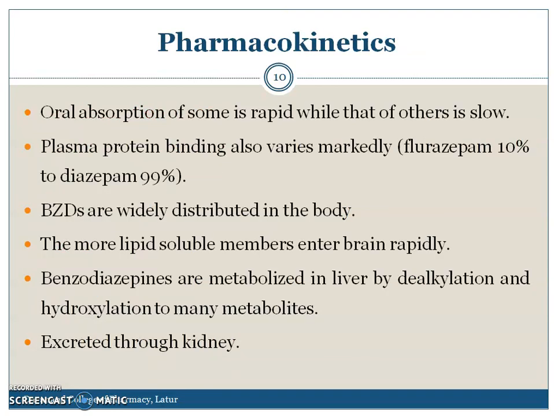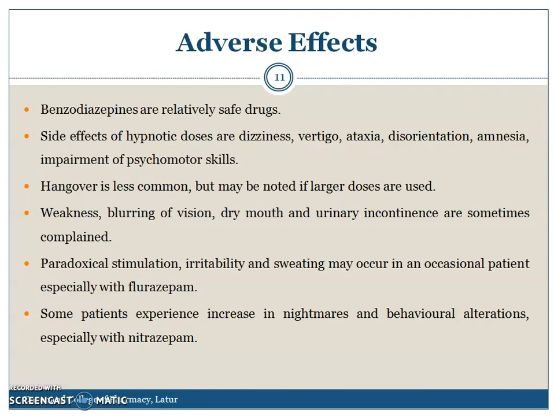Pharmacokinetics. Oral absorption of some benzodiazepines is rapid while others is slow. Plasma protein binding also varies, that is, flurazepam shows 10% plasma protein binding and diazepam shows 99% plasma protein binding. Benzodiazepines are widely distributed in the body. The more lipid soluble members enter the brain rapidly. Benzodiazepines are metabolized in the liver and excreted through the kidney.